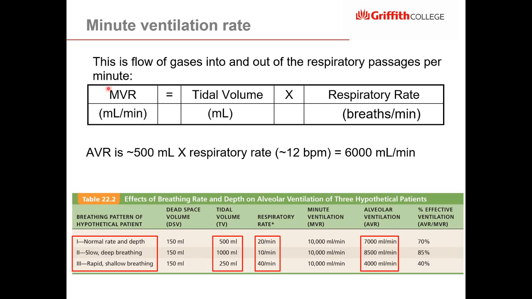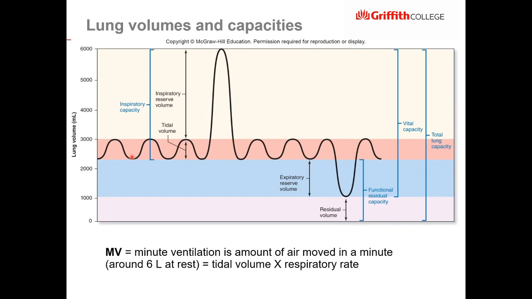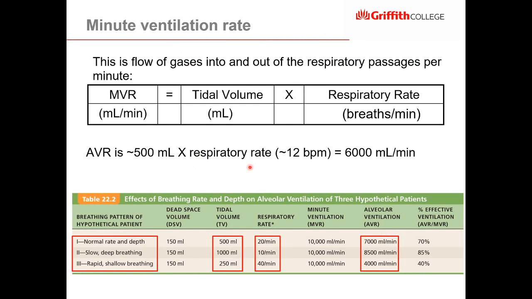Instead of stroke volume, or how much blood is leaving the ventricle per cycle, that is our tidal volume. That is how much air we are breathing per breath. And we multiply that by how many times you breathe per minute. Now, again, these are all average values.